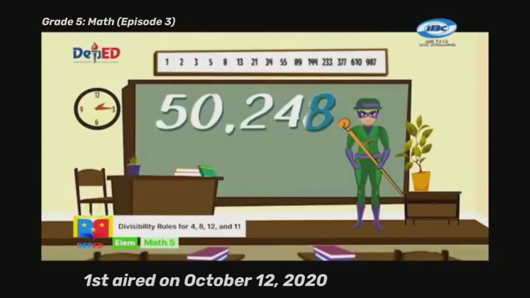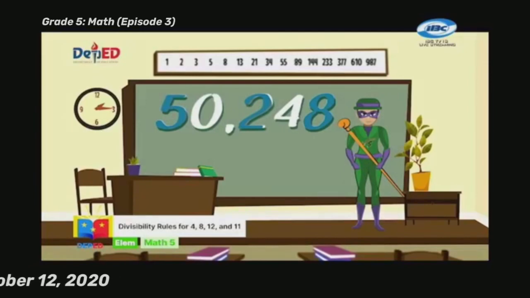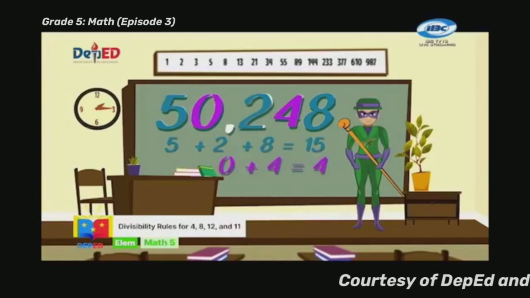These are 8, 2, and 5. Second, let's identify the numbers in the even places. 4 and 0. Third, let's find the sum of the digits in the odd places. 5 plus 2 plus 8 is equal to 15. Fourth, let's add the numbers in the even places. 0 plus 4 is equal to 4.